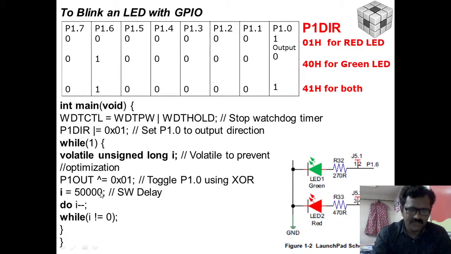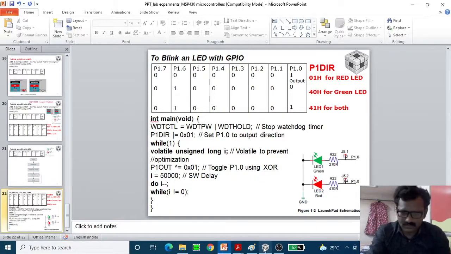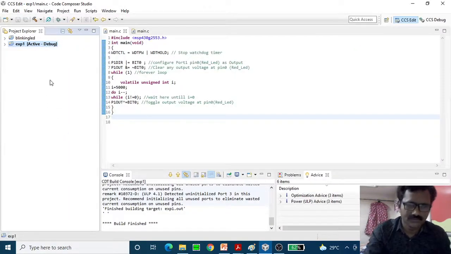And i is equal to 50,000. I have given a software delay, so do i minus minus. So i will be decreased until i is equal to 0. It will run this loop. So this is the operation. What is going to happen when we run this program? Next we'll see in CCS Studio how it is going to happen.